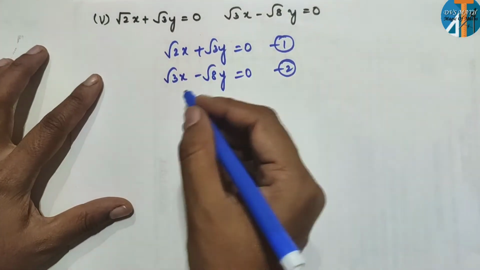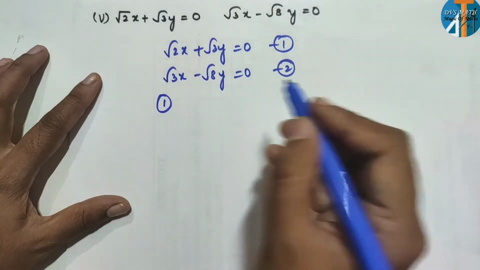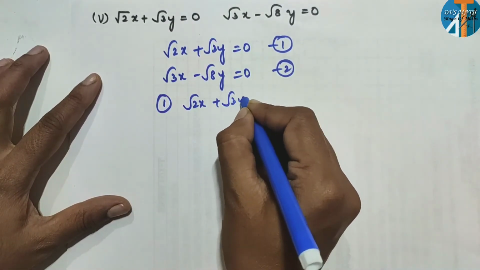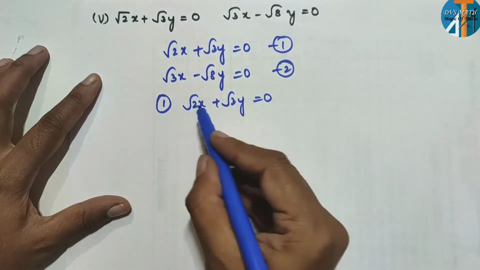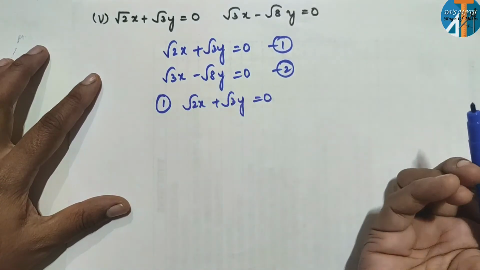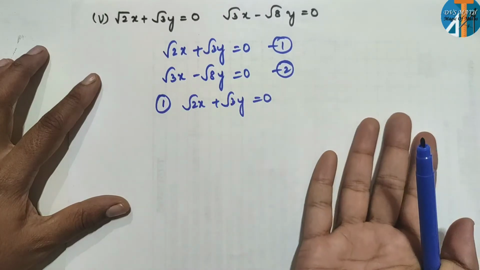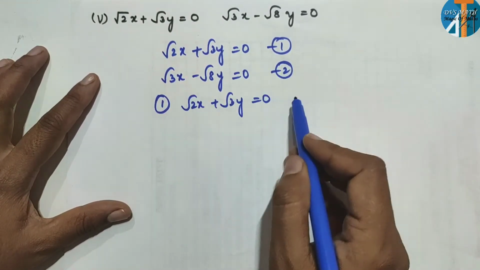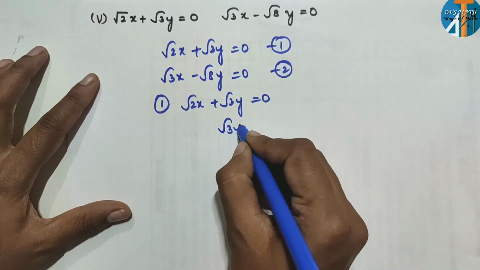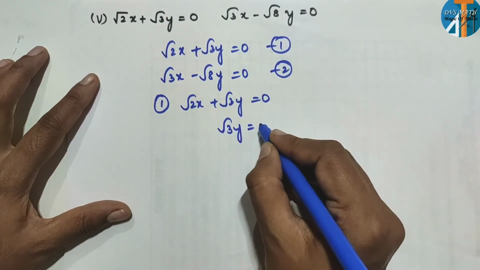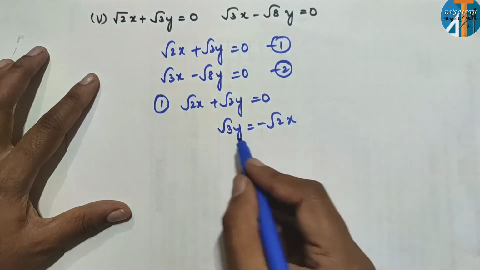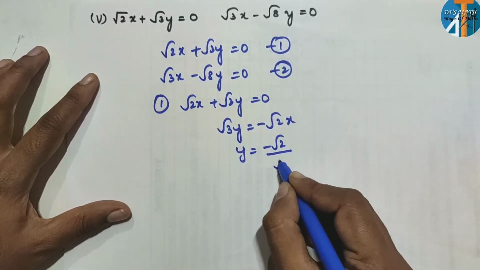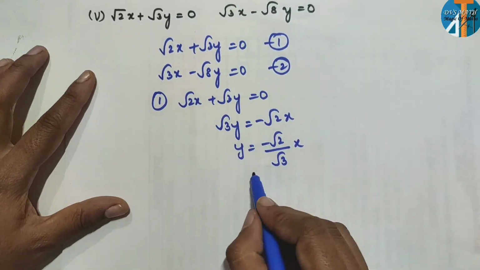Okay, let's take equation 1 as it is. The same rules you have to follow. Root 2x plus root 3y is equal to 0. You can take any variable; instead of minus, you will get plus. Let y stay there itself. Let us take x across. So root 3y will be there only, and it becomes minus root 2x. You want the y value: y is equal to minus root 2 by root 3 x. So this is the y value.